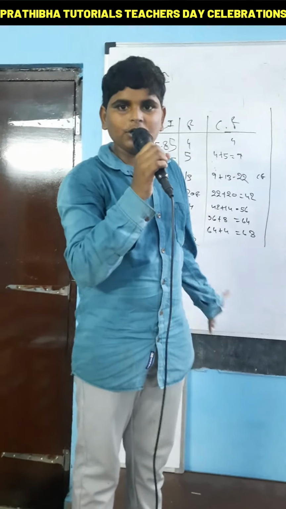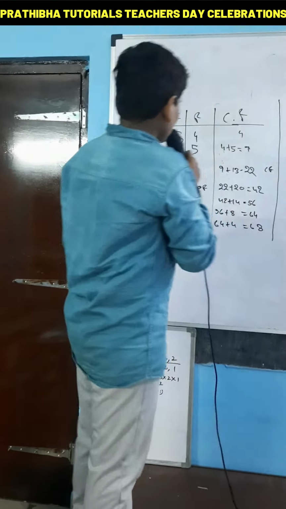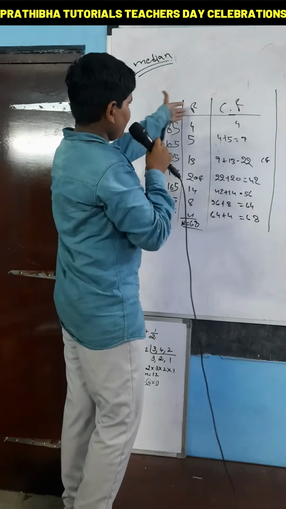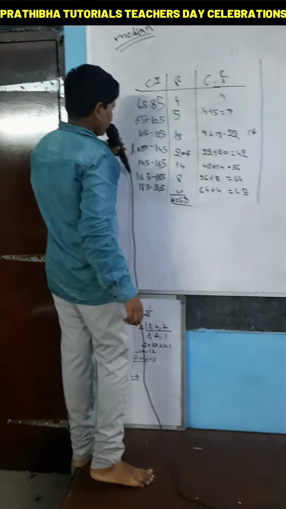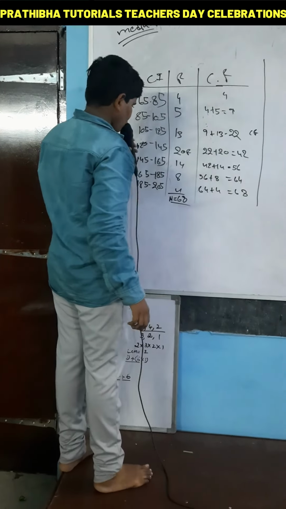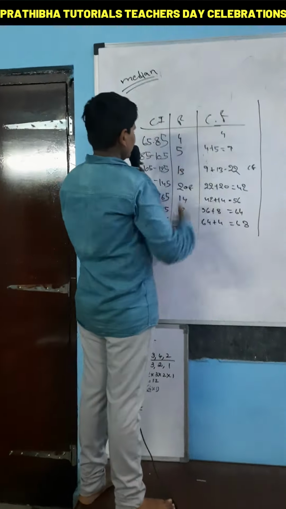We are telling you about the mean in statistics. Sigma CI FI, with classes 85 to 105, 105 to 125, 125 to 145. F is equal to 4, 5.